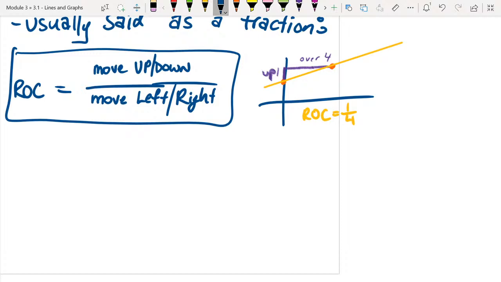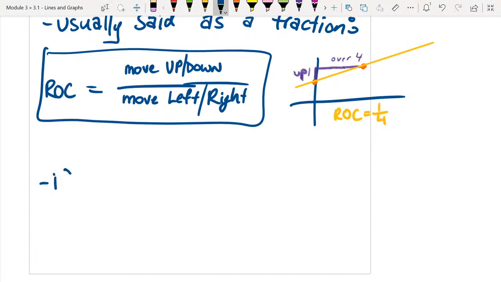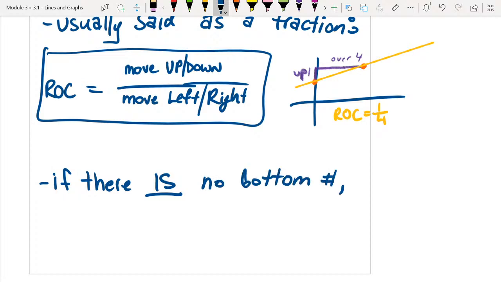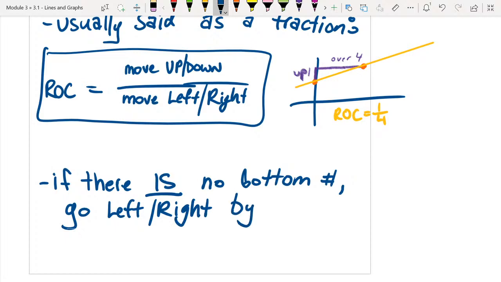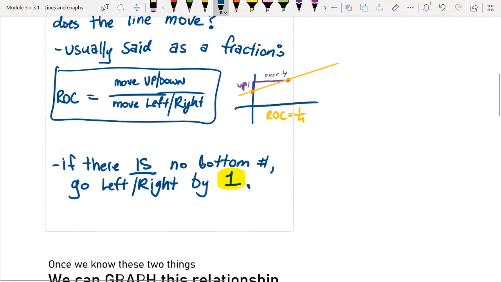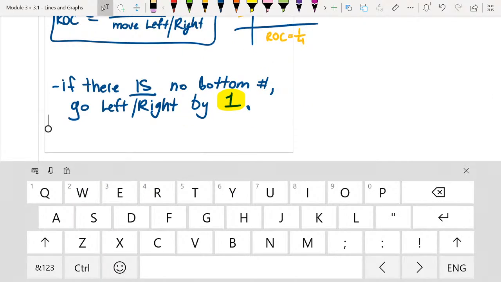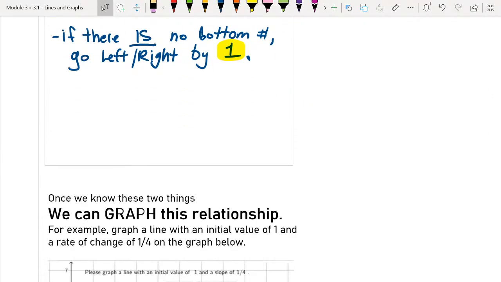And I'm going to mention that in this note because that's a good thing to know. If there is no bottom number, go left, right by 1. I'm going to highlight that. And that's it. If you know that, you're off to the races. You can draw a line. The only 2 things you need to know, where to start and how to move.